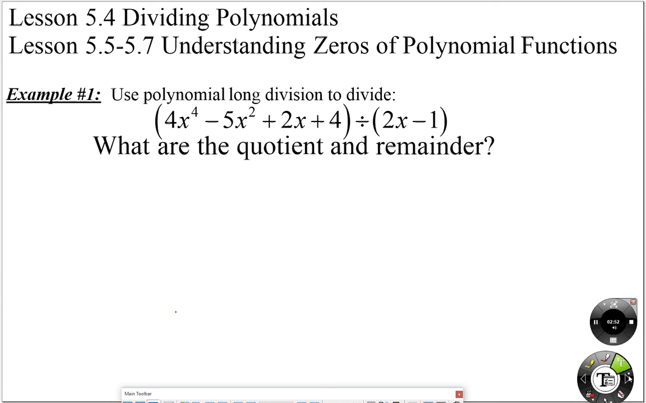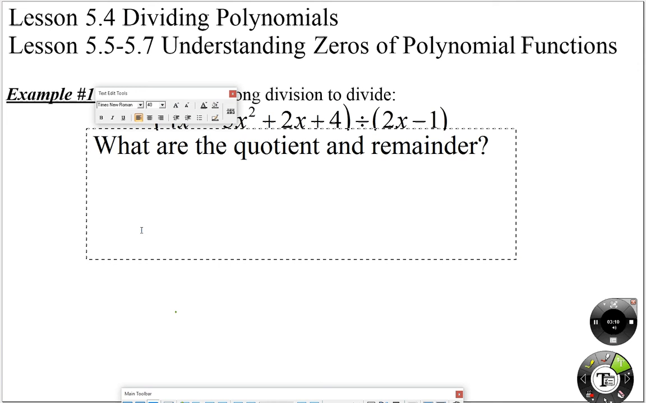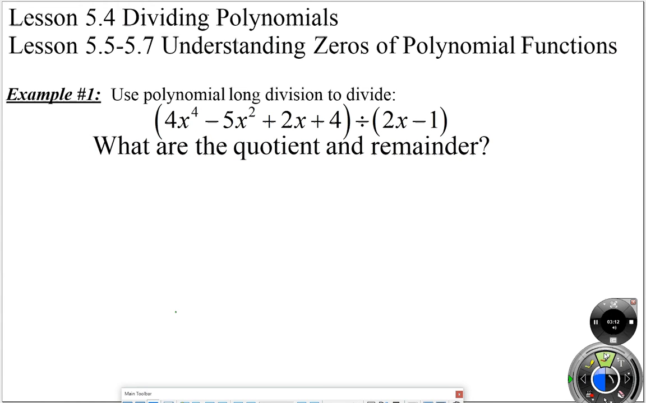So we want to take 4x to the 4th minus 5x squared plus 2x plus 4, and we want to divide it by 2x minus 1. So the process is the same. We're going to set it up the same. Our dividend, sorry, I keep doing this, goes underneath the division sign. Now, I do want to be a little bit careful. This polynomial is written in standard form. What's the degree of the polynomial?